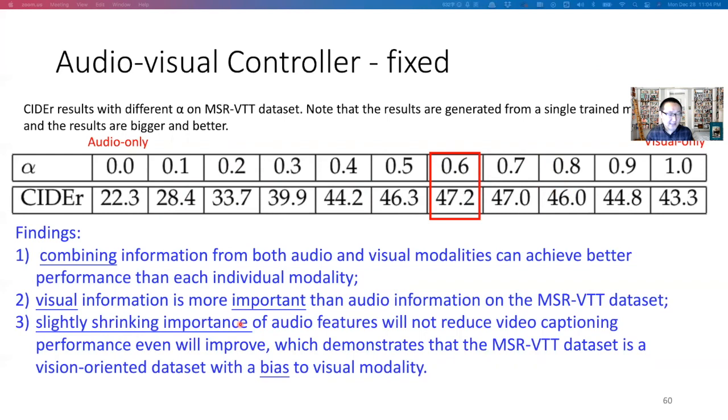Here, for example, alpha is 0.6, which means slightly more visual information. We can find that it actually shows better performance than the other alphas, which further supports that the MSR-VTT dataset is a vision-oriented dataset with a bias to the visual modality.